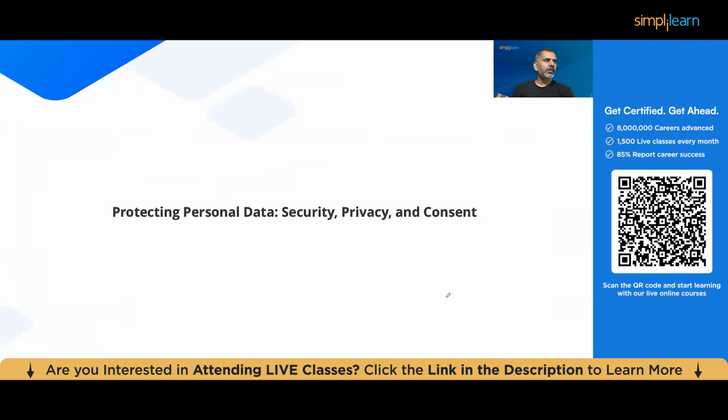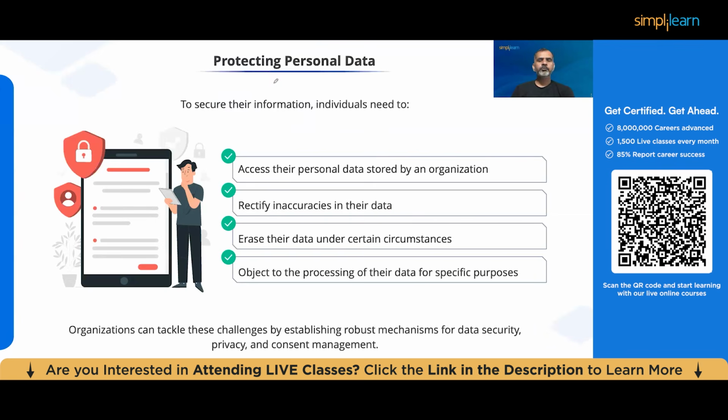With this, now let's talk about protecting personal data. Personal data is your name, your demographics, your phone number, your gender. All of this comes into personal data. So what are the security, privacy, and consent concerns related to that? The very first thing is that protecting your personal data is very important, and organizations need to take care of this very seriously. But when they obtain this data, they also have to face certain challenges.